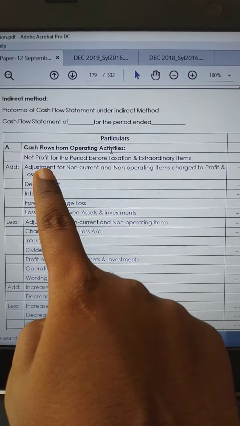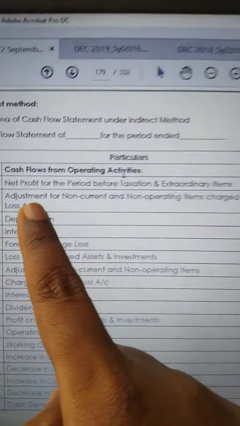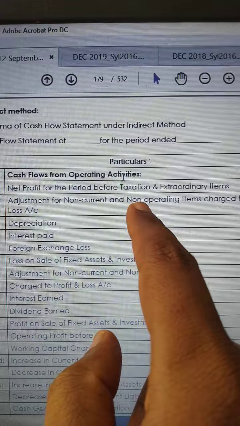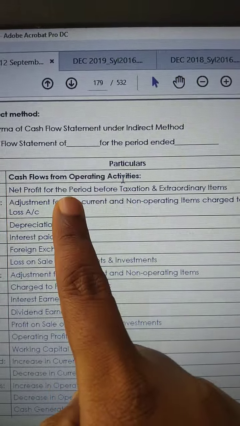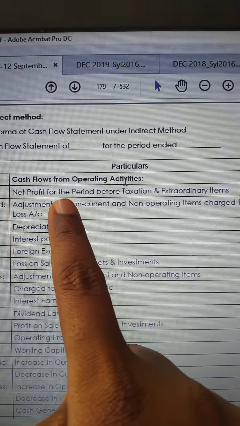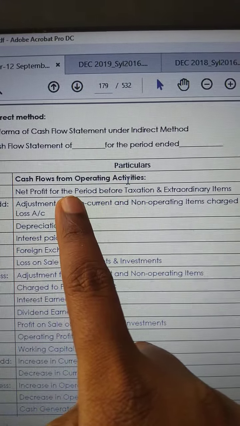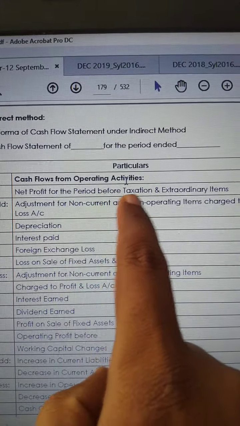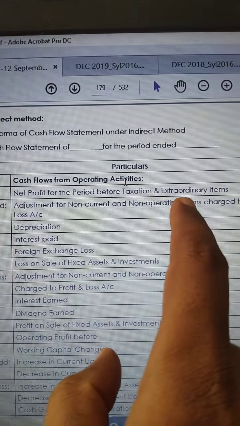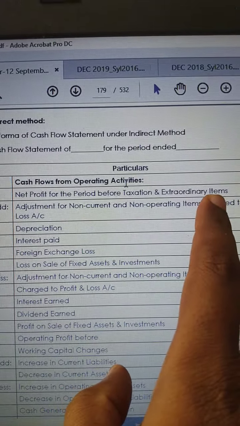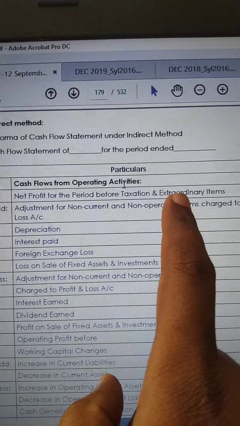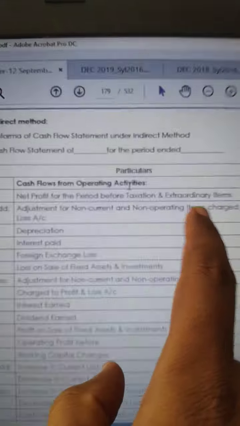So net profit for the period before taxation and extraordinary item. This is from the accrual method, from the P&L. From your P&L account, you have to take the net profit, that is before taxation and extraordinary item. If it is after tax, then we have to add taxation also to arrive at the net profit before tax figure.